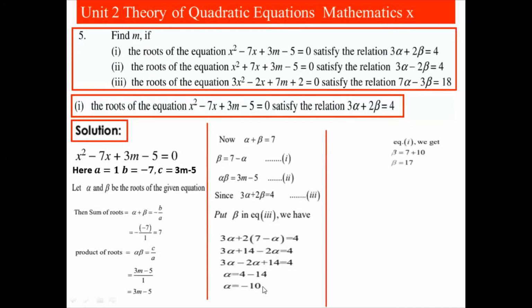So we can use alpha is equal to minus 10 in equation 1. So we have 7, and this alpha is equal to minus 10, so minus into minus plus, so beta is equal to 17. Now put alpha and beta in equation 2. We get, alpha is equal to minus 10 and beta is equal to 17. When we multiply these two values, we have minus 170.